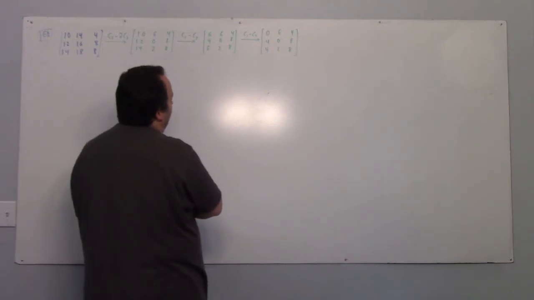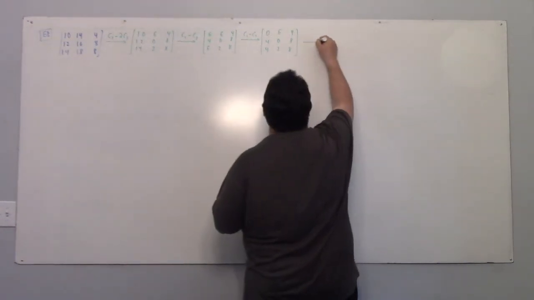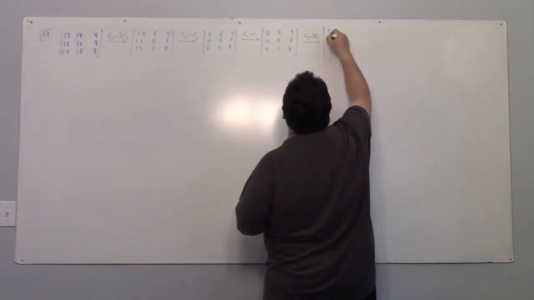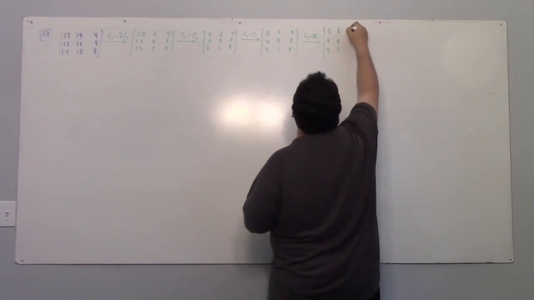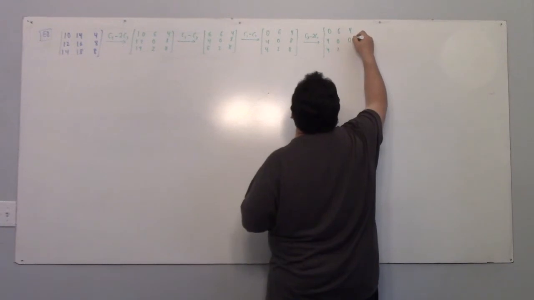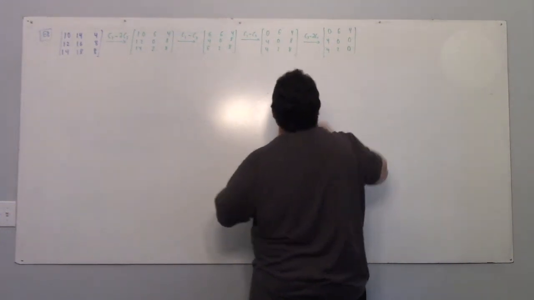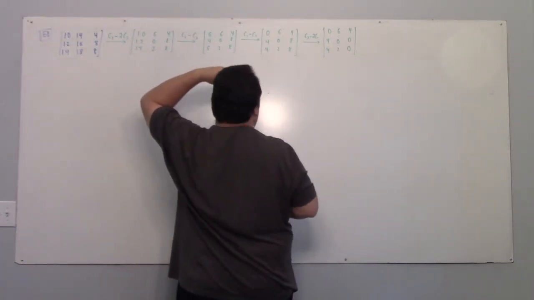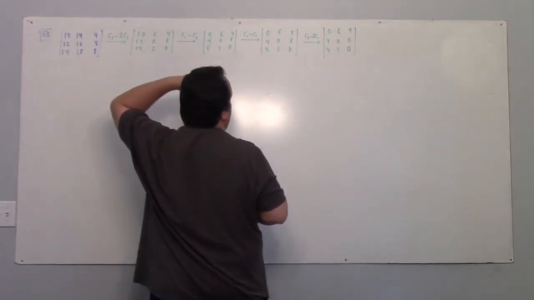Oh, I did C3 minus 2 C1. So then that gives us 0, 4, 4, 6, 0, 2, still 4, now 0. You got 4, 0, 0 for your last column? Yes, 4, 0, 0. And then I also flipped the rows in the same way.